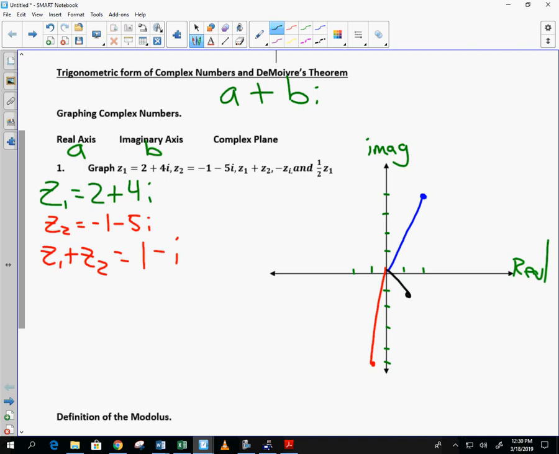The next one, negative z sub 1. It says z sub I, I meant z sub 1. What do you think I do to compute negative z sub 1? Yeah, take z sub 1 and multiply by -1, and I get negative 2 minus 4i. So when we plot that, I go back 2, I go down 4.